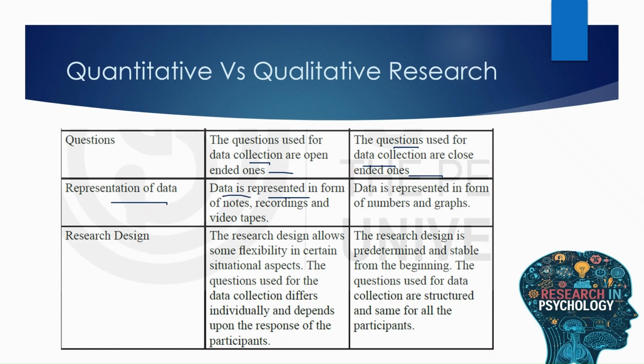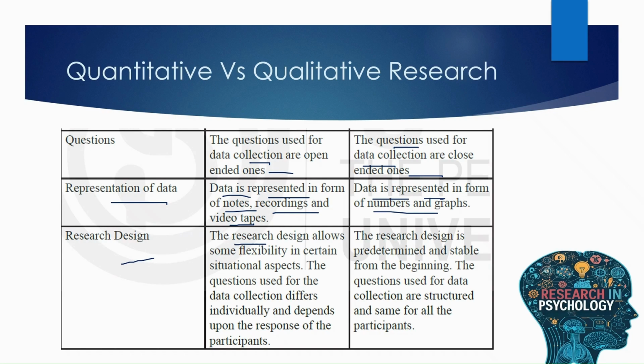Data is represented in form of notes, recordings, and videotapes. Okay. While in quantitative research, data is represented in the form of numbers and graphs. Okay. About the research design in both the types of research.